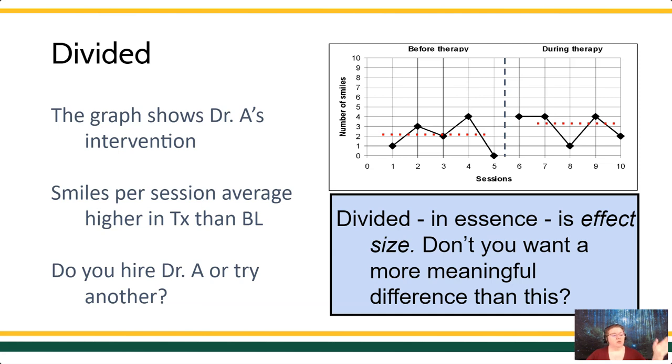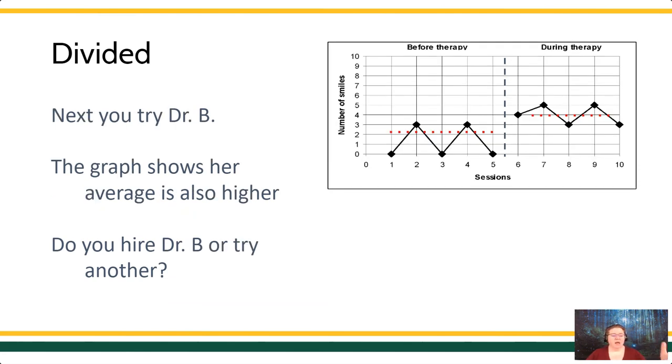Now, imagine you're going to look at another doctor. So just super quickly, Dr. B here has a higher average in the therapy condition. What we have here in baseline is 0 smiles, 3 smiles, 0 smiles, 3 smiles, 0 smiles. So it's very consistent variability there.